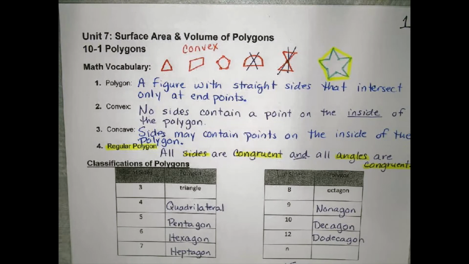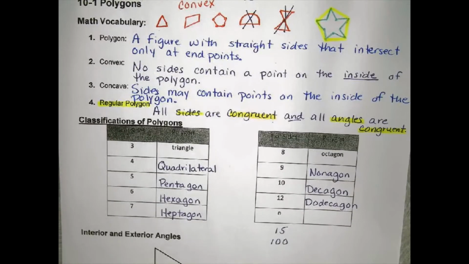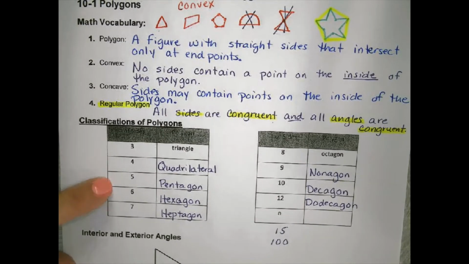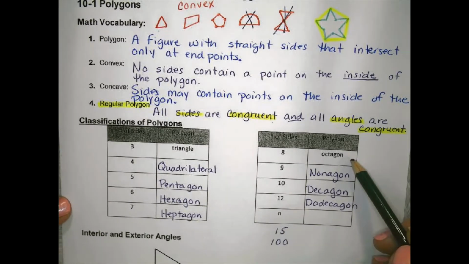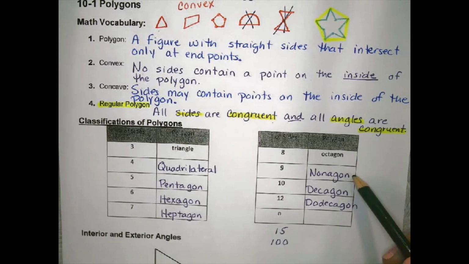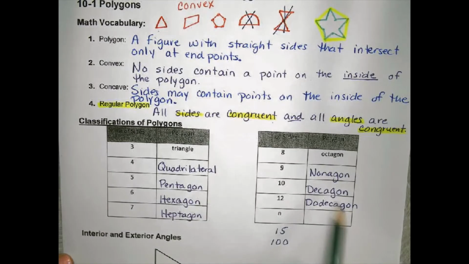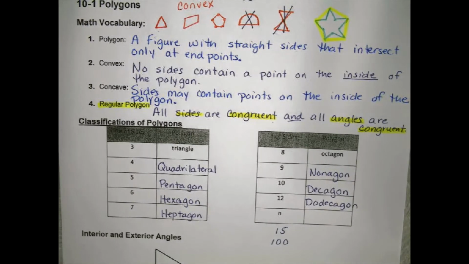In classifying polygons, we do have special names for a few of them. I'm sure that you're already familiar with the triangle, which has 3 sides, a quadrilateral, which has 4 sides, 5 sides is a pentagon, 6 is the hexagon, 7 is the heptagon. We also have names for the octagon, which is 8 sides, 9 sides is the nonagon, not the ninagon, that's an N-O, nonagon, 10 is a decagon, 12 is a dodecagon, and after 12, we tend to just use the term n-gon, in which n is the number of sides.